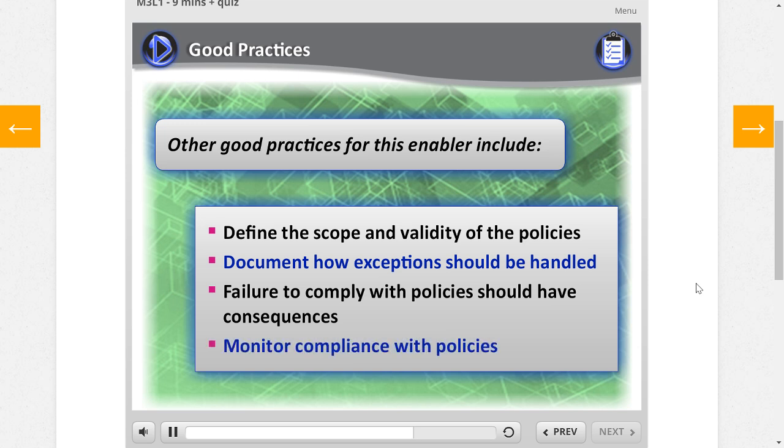Finally, the enterprise must establish a means of monitoring compliance with policies. To take a very simple example, an organization we know has a tidy desk policy as part of its wider security policies. Managers monitor compliance by walking around the offices and checking the desks.